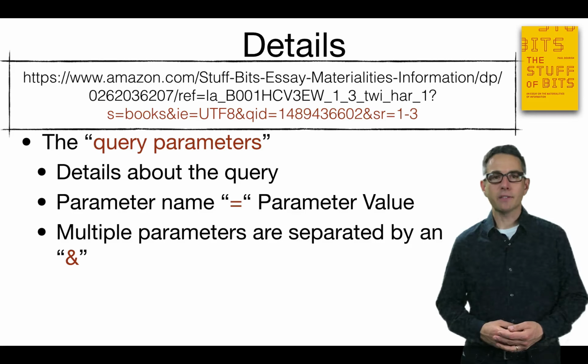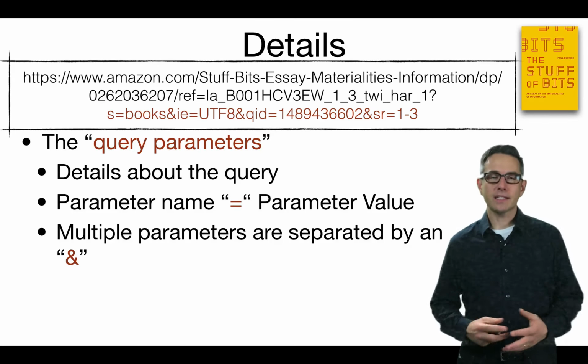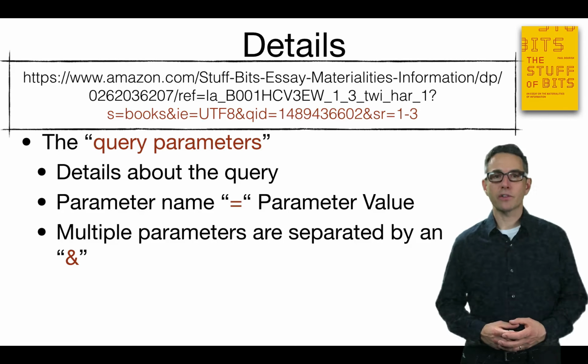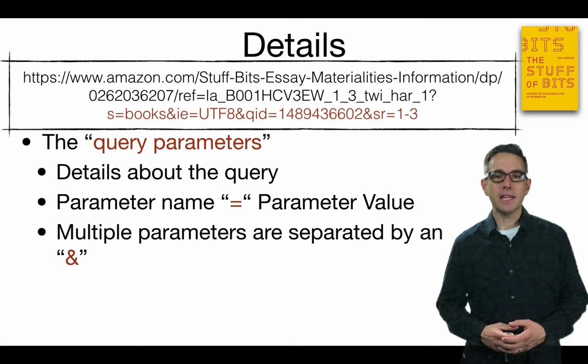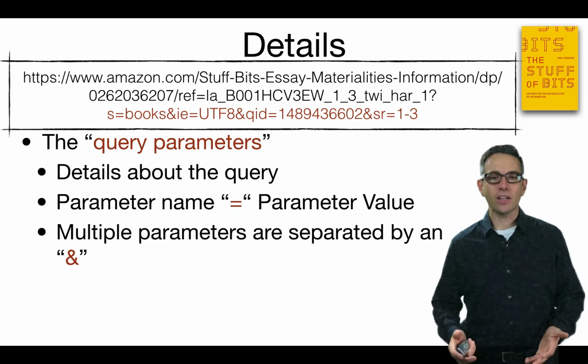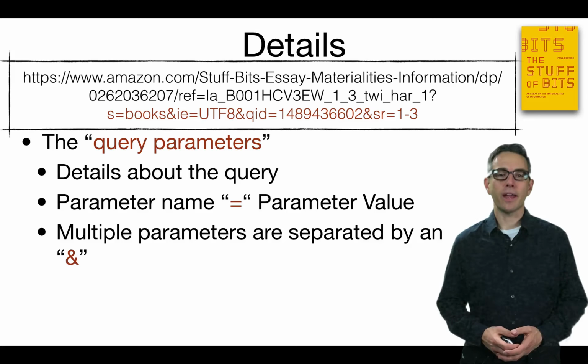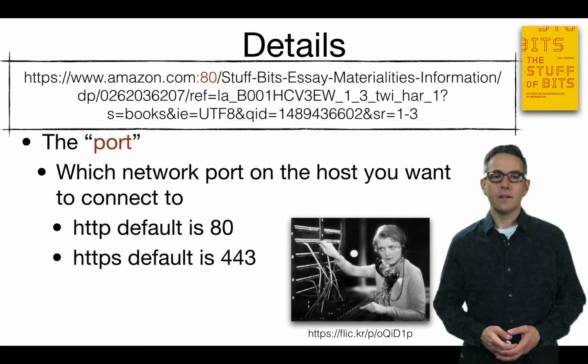In fact, you can have as many as you'd like, and they get separated by an ampersand. So in this example here, we have 3 different parameters. The first one's called S. The second one is IE. The third is QID. Oh, I'm sorry, there are 4. And the fourth one is SR. Each of them have a value that is being passed to the query. Each one of those parameters is separated by the ampersand. Well, there's a little bit more that you can add as well.